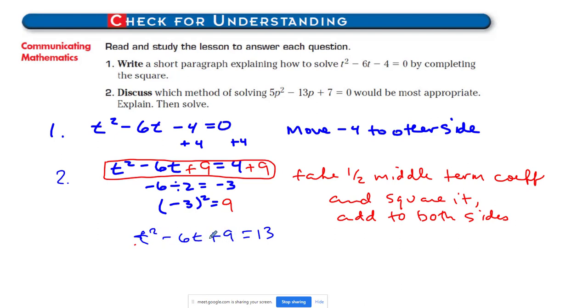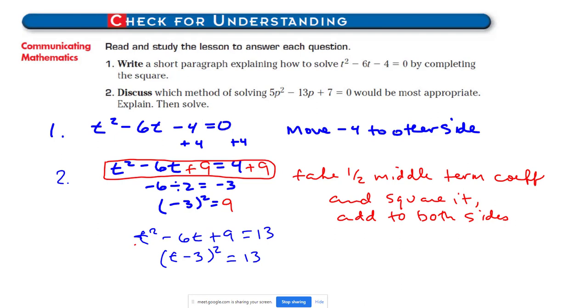So if this factor is a t, this factor is a negative 3. Negative 3 times t is negative 3t. Twice that is in the middle. That's the pattern that we check for to see if we have a perfect square trinomial. That means this is going to factor into t minus 3 squared, or t minus 3 times t minus 3. And on the other side, we still have the 13.